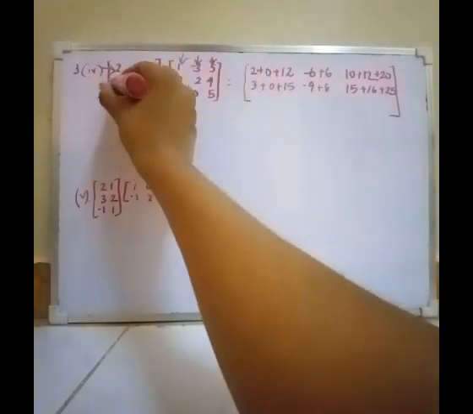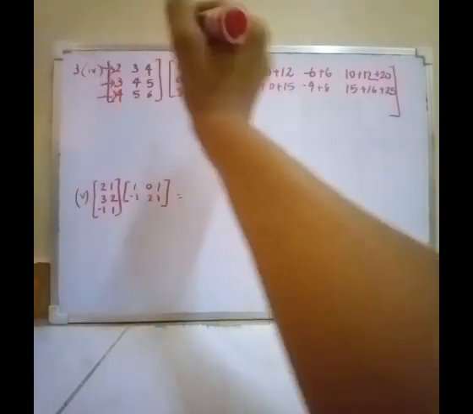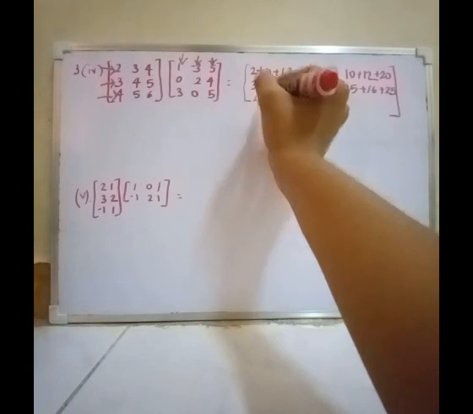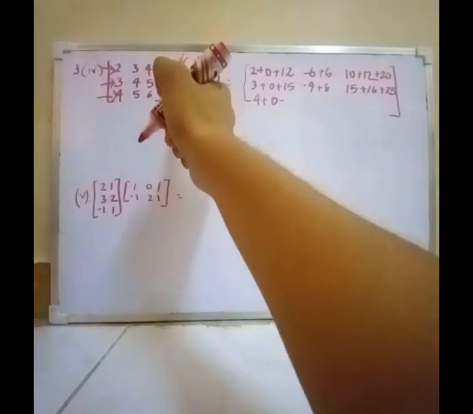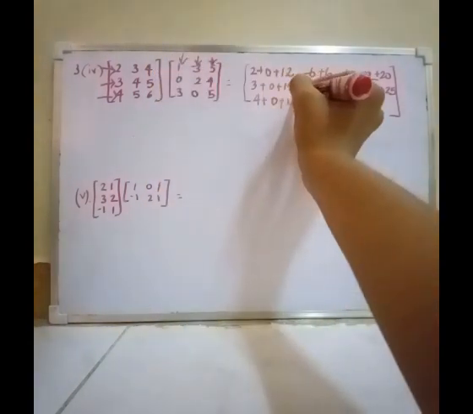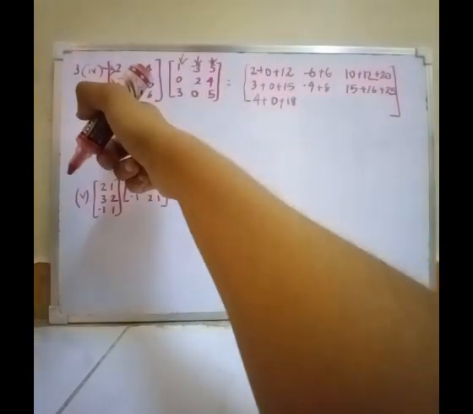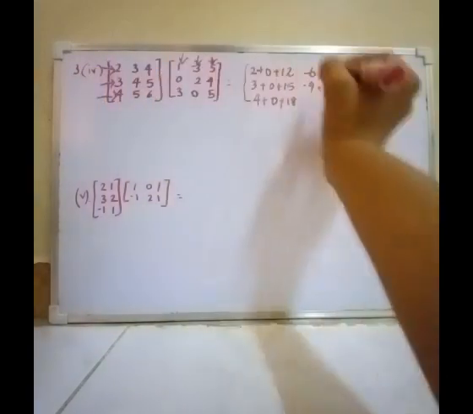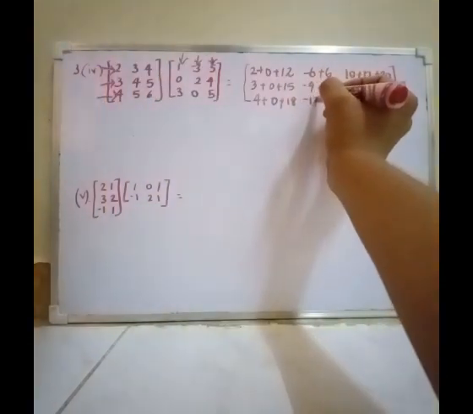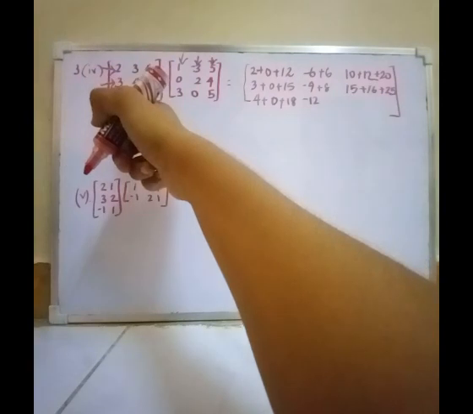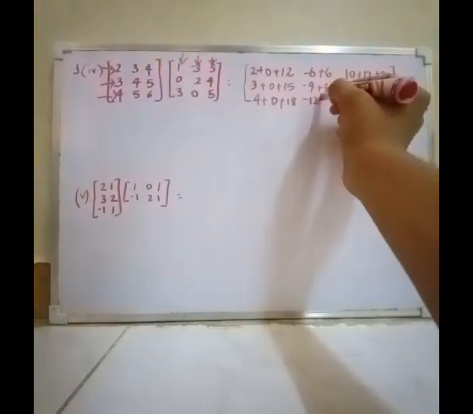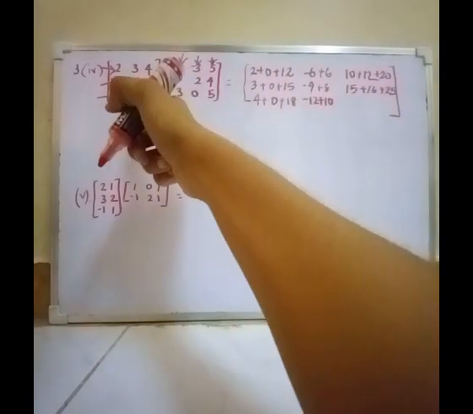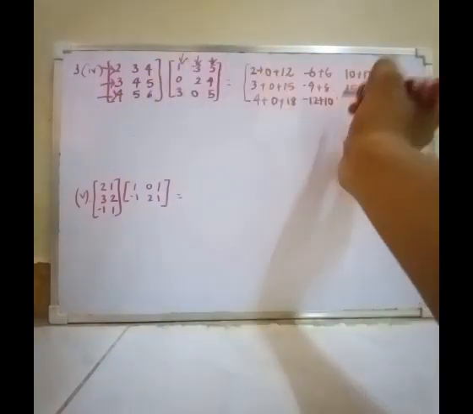Now doing the third row with each column, 4 times 1 would be 4, then 5 times 0 would be 0, and 6 times 3 would be 18. Now 4 times minus 3 is minus 12. Now 5 times 2 would be 10, and finally 6 times 0 would be 0.